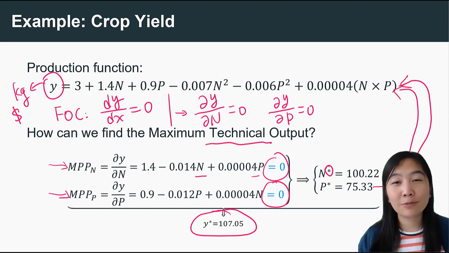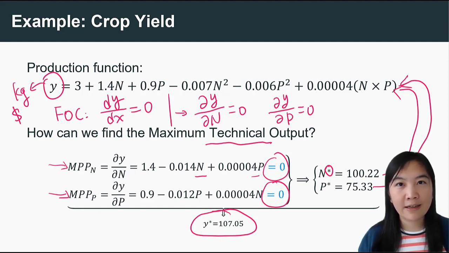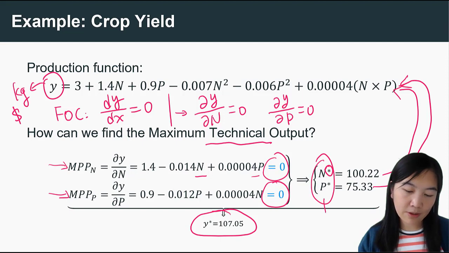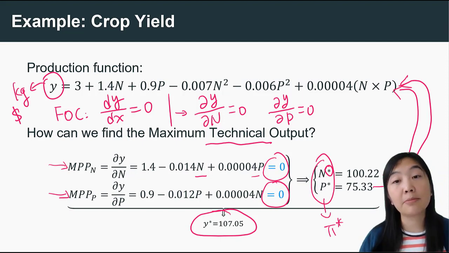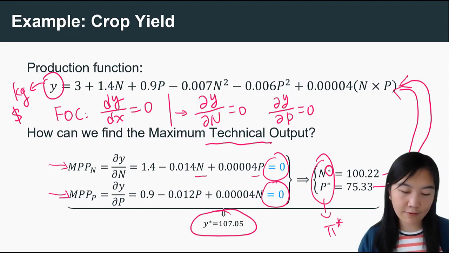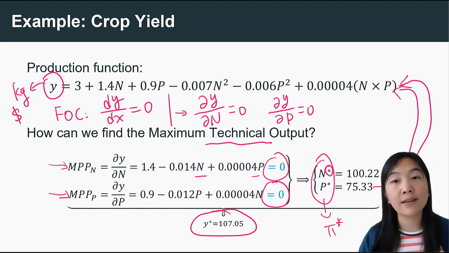Again, I will ask the question: will this maximum output lead to profit maximization? And the answer will again be no. Once we get to the economic aspect, we will explain how you find the optimal input use that will lead to maximum profit. And it's different from these two levels that lead to the maximum output.